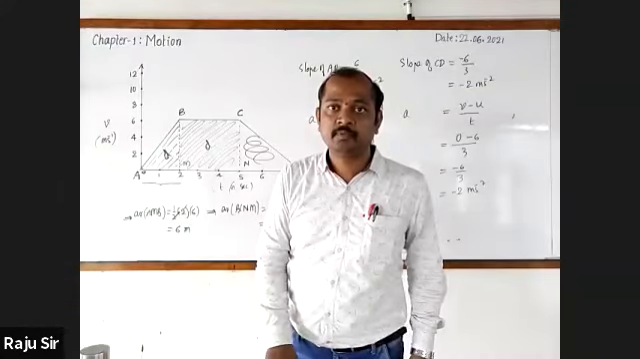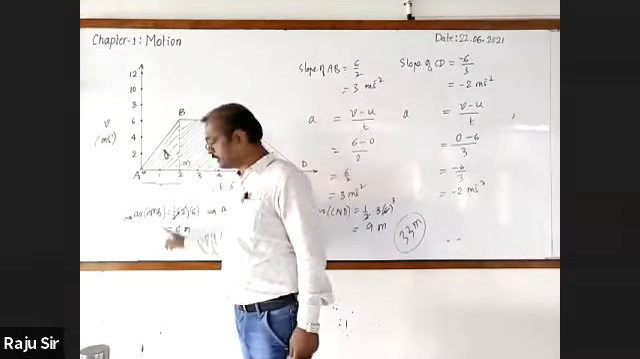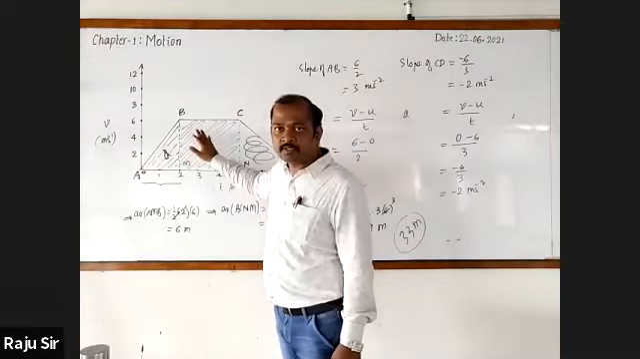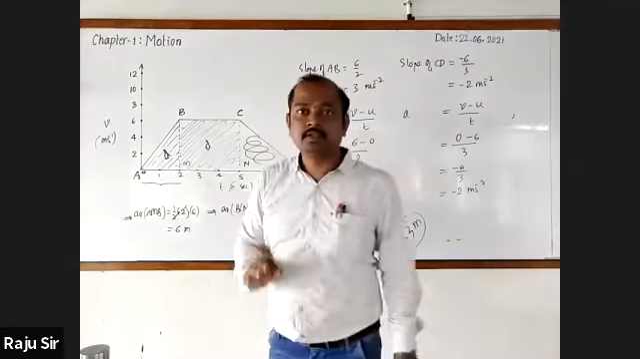6 meter. Then again, what is the distance covered by the body with respect to the curve AB? Again, 6 meter. Different possibilities here. Next question. What is the distance covered by the body during its constant velocity?